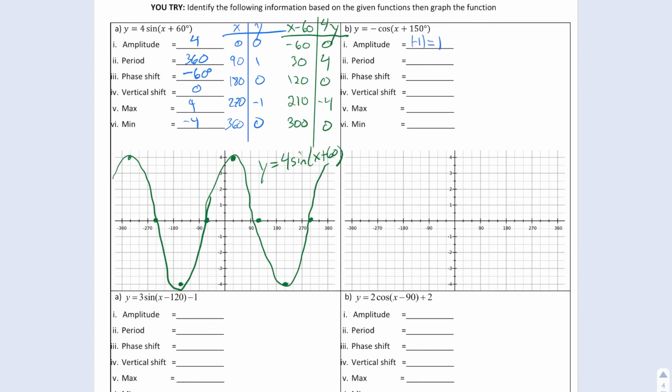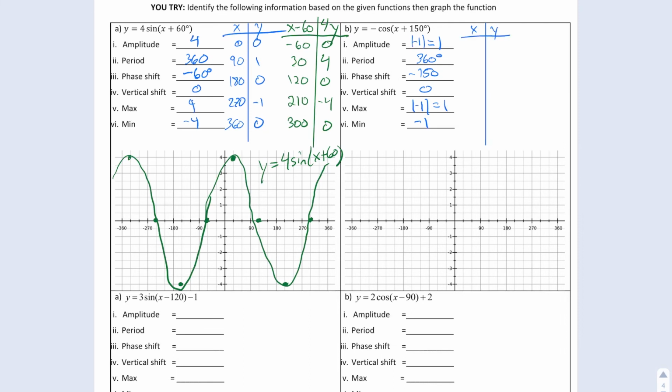My amplitude here, remember, it's the absolute value of the A value, so this is 1. So my amplitude's always positive. Phase shift is minus 150. Again, no vertical shift in this one. My max would be 1 because the only thing applying has been flipped upside down. So I'm just going to have the absolute value of negative 1, which is 1. And then my minimum is just -1.